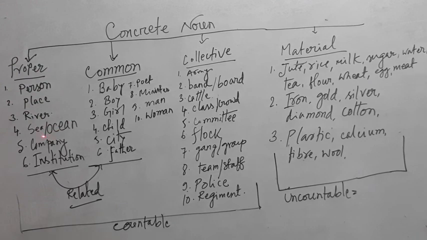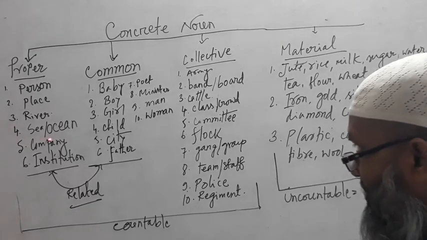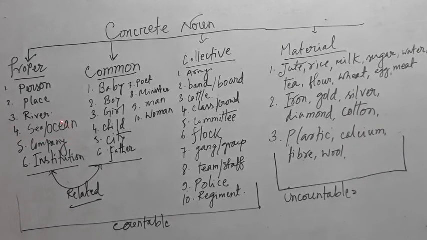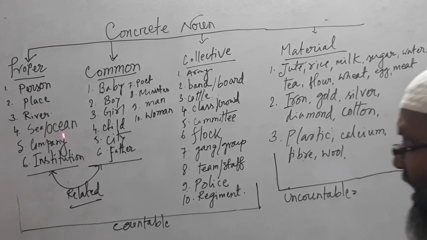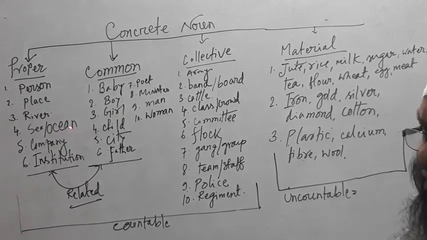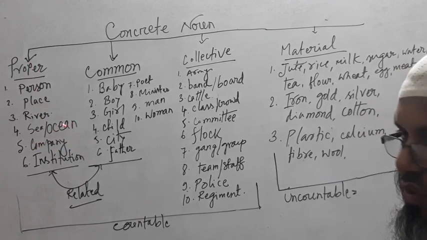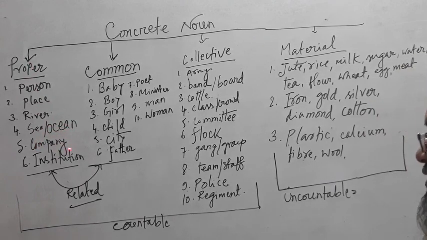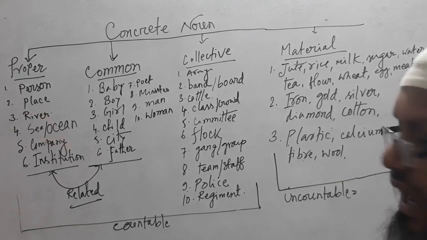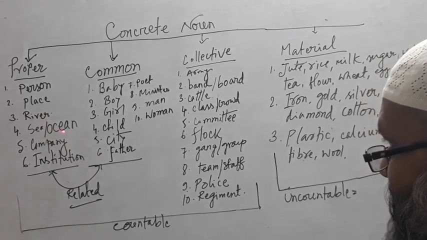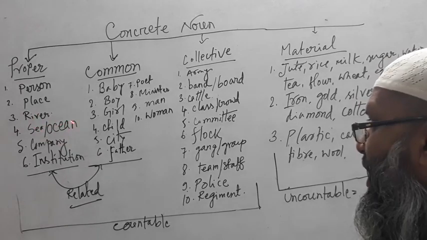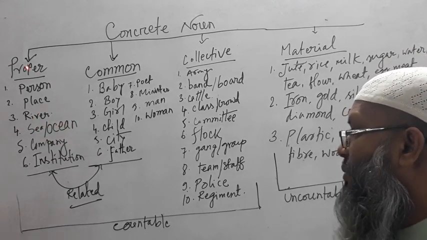In the same way, ocean or sea. We have 5 oceans in the world. Ocean is common noun, sea is common noun, but when you mention the name of any ocean, then it will be proper noun. Suppose Bay of Bengal, and in this way we can tell Indian Ocean and Pacific Ocean and Mediterranean. The names of the oceans are proper nouns.